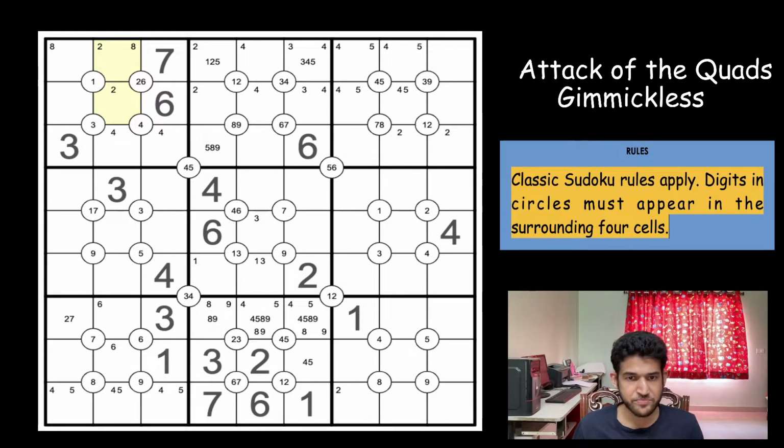Look at this cell. It cannot be 1, 3, 4. It cannot be 6 and 7. It cannot be 5 and 9. So this would be a 2 or an 8. I apologize if you guys are seeing something which I'm not seeing at all. I'm not able to see.